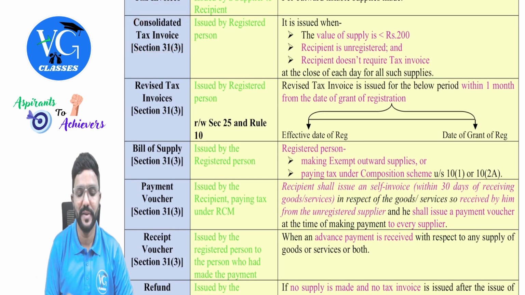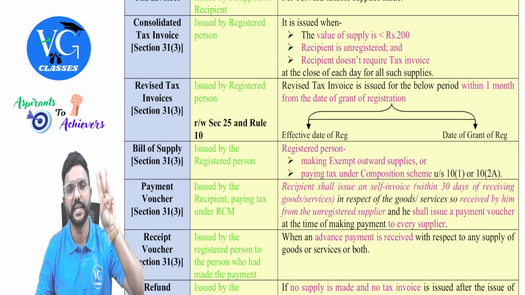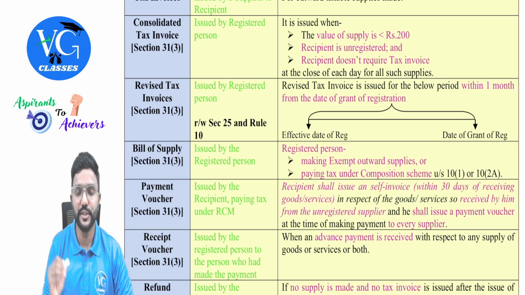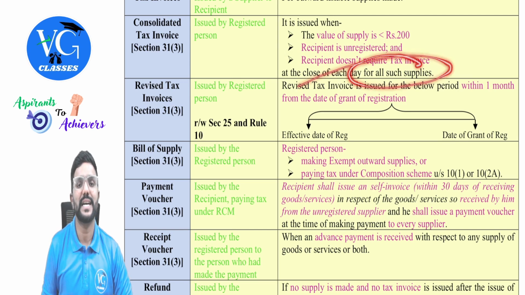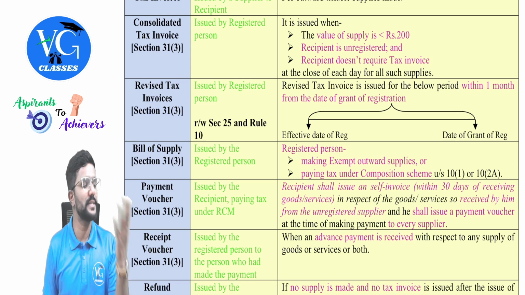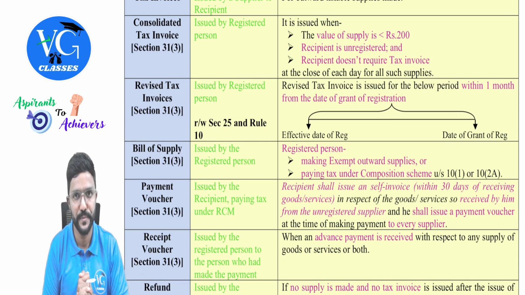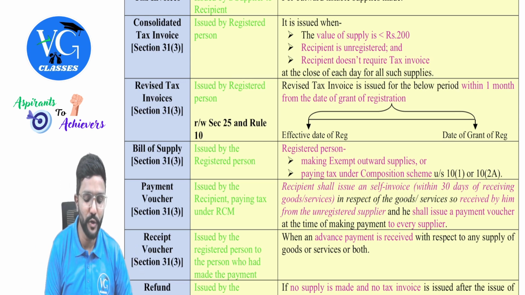Consolidated tax invoice is issued by the registered person only if all these 3 conditions are satisfied. What is it? It is issued when the value of supply is less than 200, that is each individual supply is less than 200, the recipient is unregistered and is not demanding a separate tax invoice for each supply. In that case, at the end of each day, the consolidated tax invoice can be issued by the supplier to the recipient, guys. Okay. Next, coming to revised tax invoice, it has to be issued by the registered person.